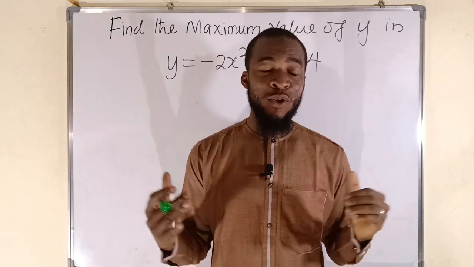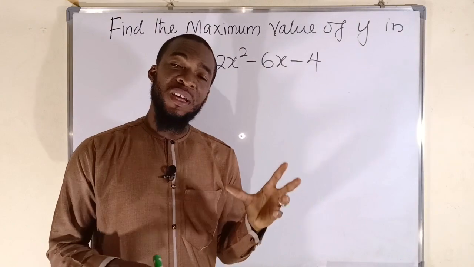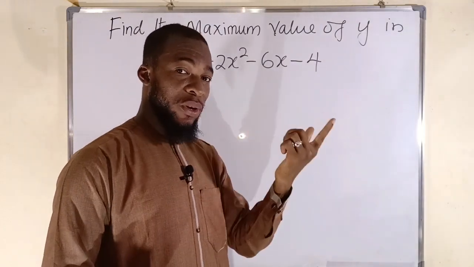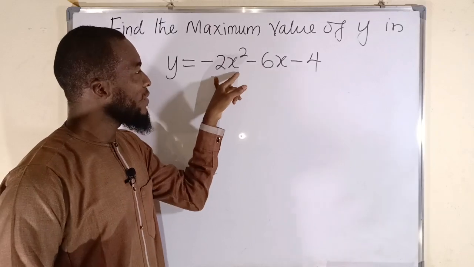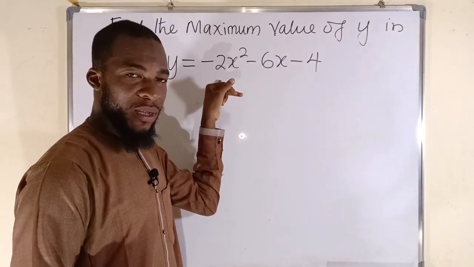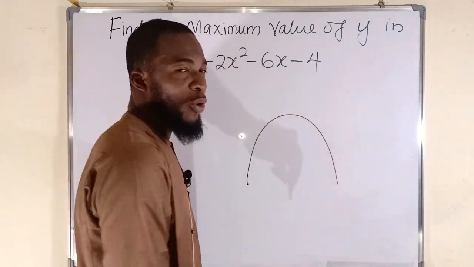of y in any form of quadratic equation. And you should know that a quadratic equation only has a maximum if and only if the leading coefficient is negative. You can see this is the leading term and the coefficient is negative 2, meaning it is going to be what? An up and down parabola.